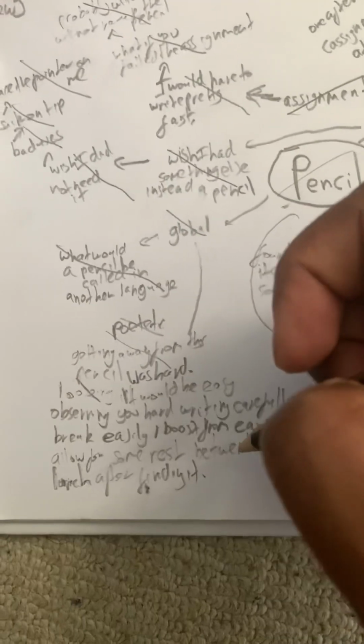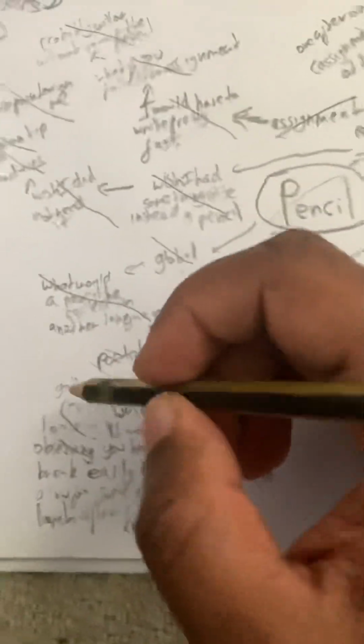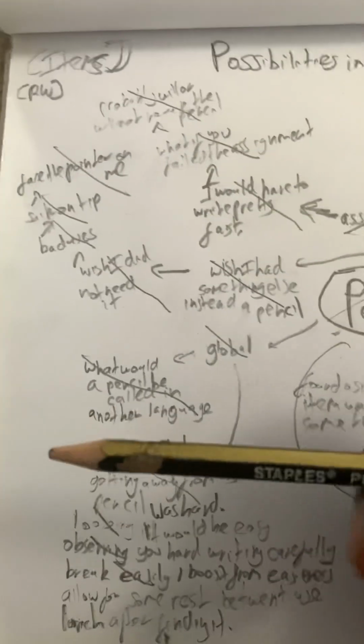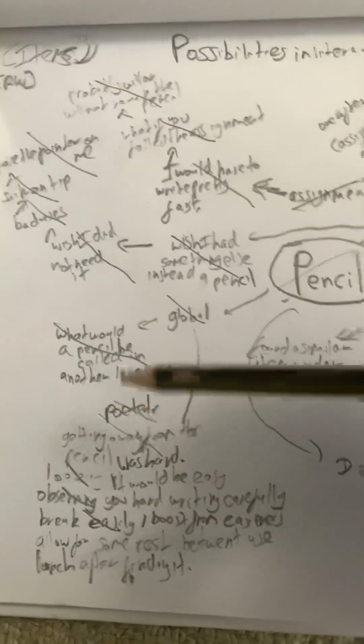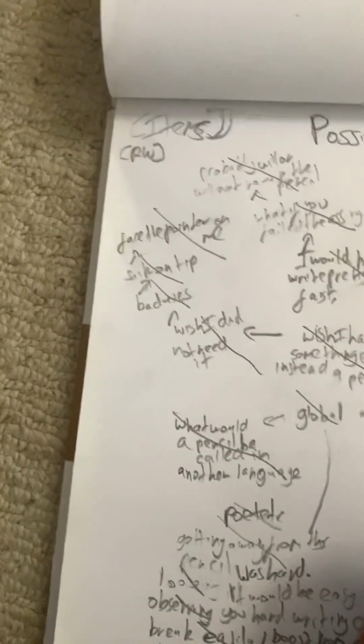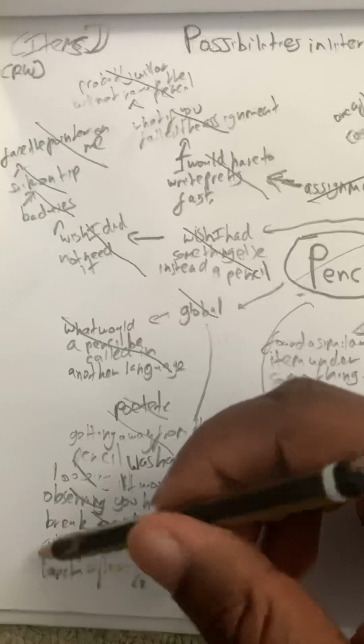So observing my handwriting carefully because the pencil wouldn't last long. The pencil might break easily. Why is this? Maybe it's not a bad brand of pencils, or you can muse on it and say, have you ever heard of a bad brand of pencils? For most pencils, brand doesn't matter. You want to allow for some rest in between pencils.